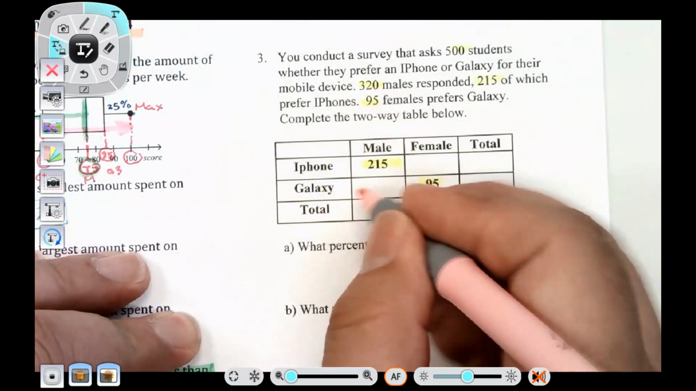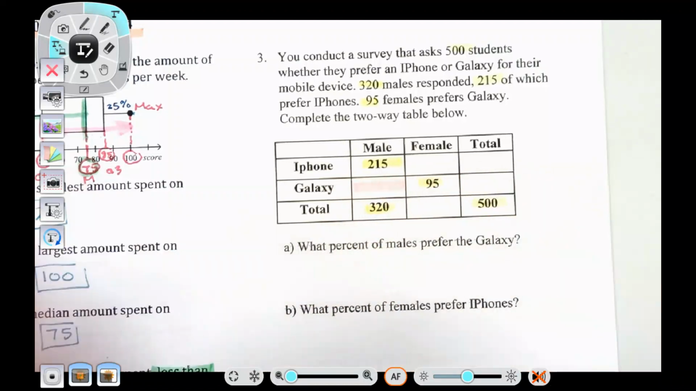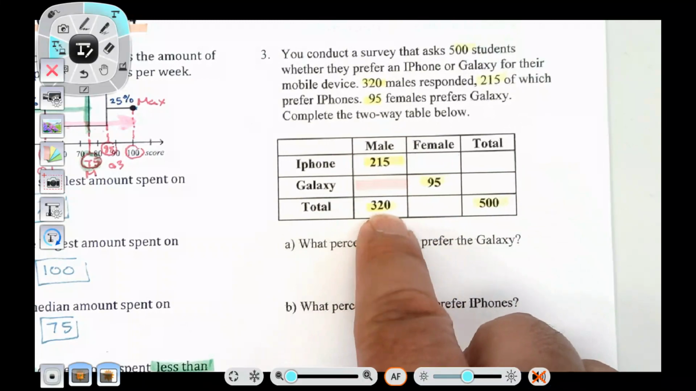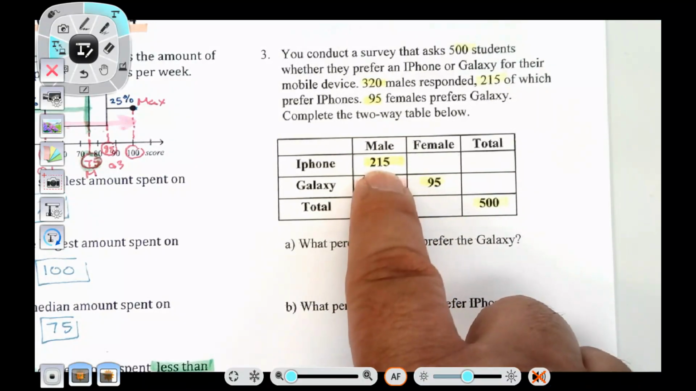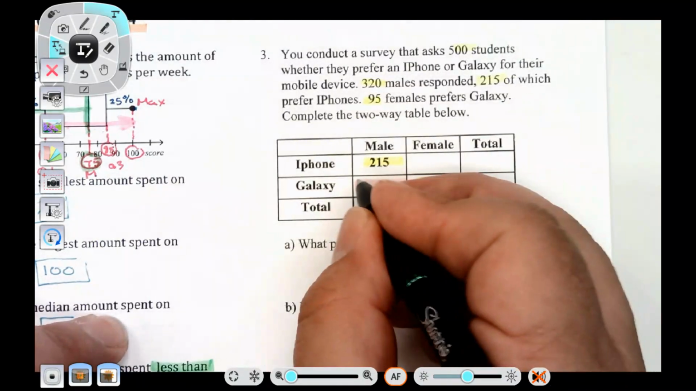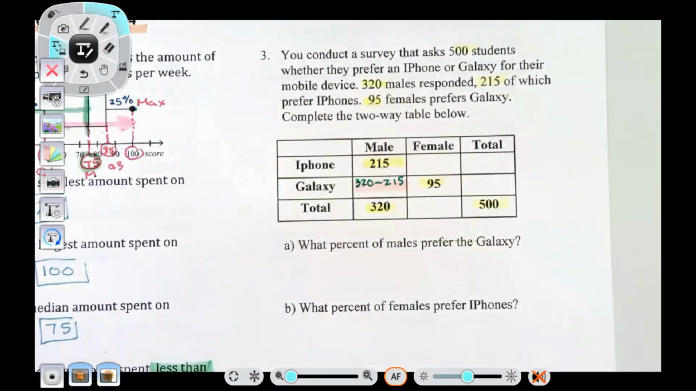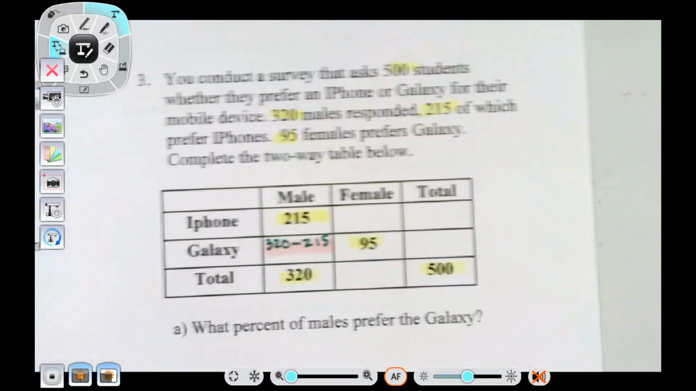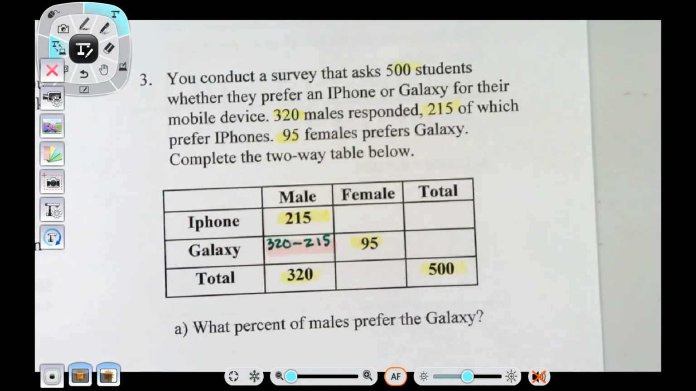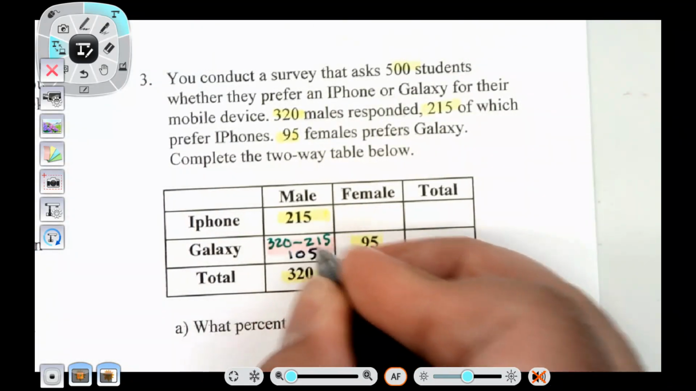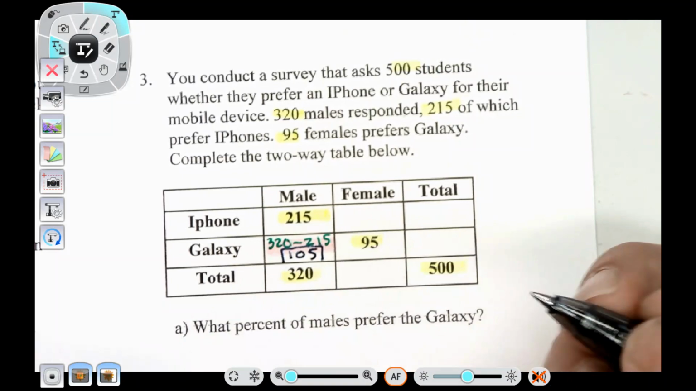See, I like this number right here. This number is easy to find. Why? Because I already know the total. I'm looking up and down. I know the total. And if this was 215, well, then all I have to do is go 320 minus the 215. Again, just using a little common sense there. And we get an answer, of course, for that block that says it would be 105. That's the answer right there, 105.